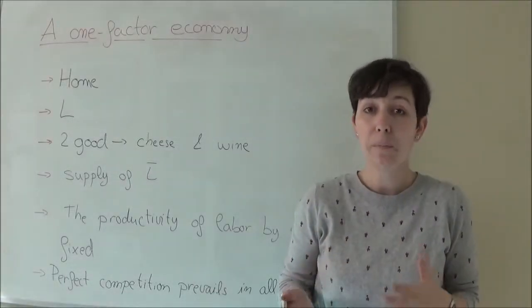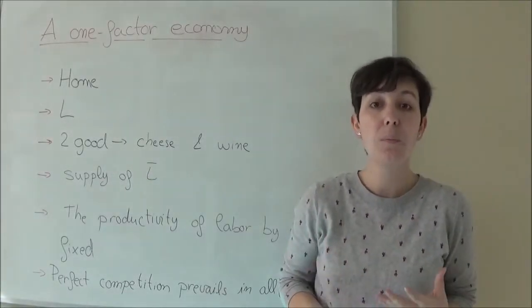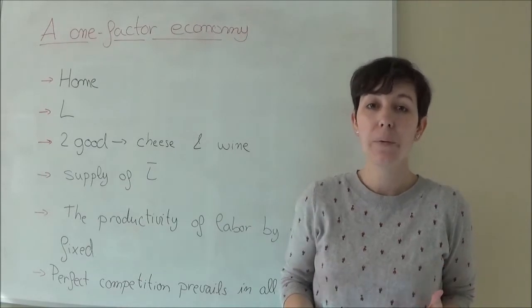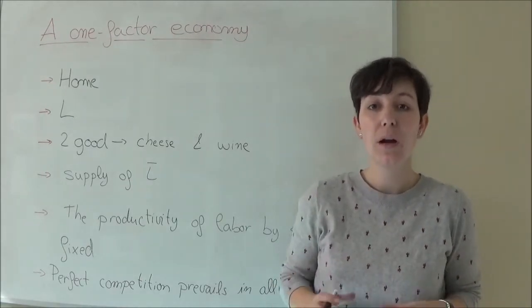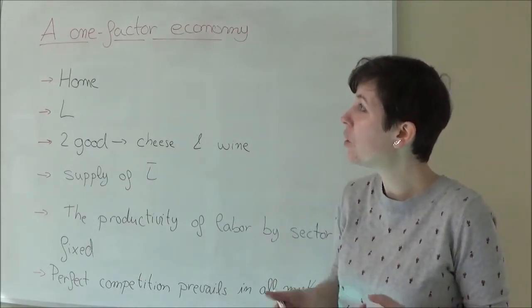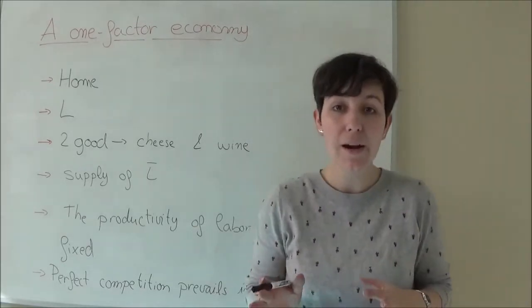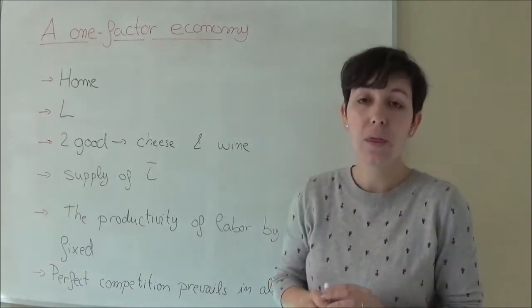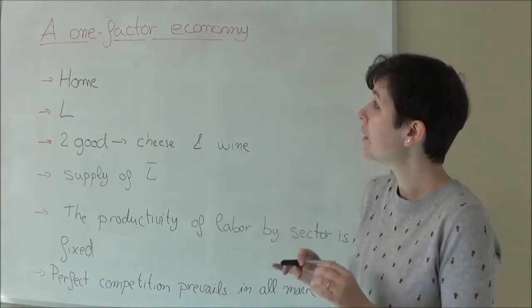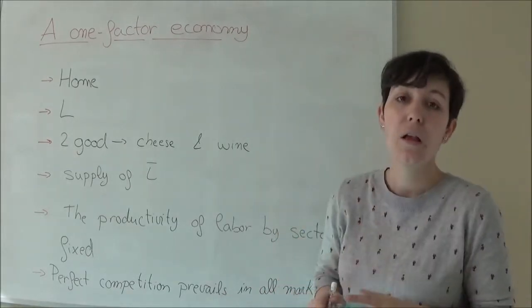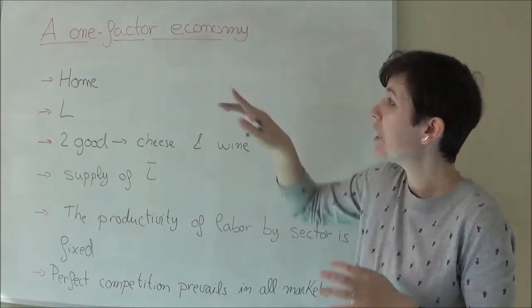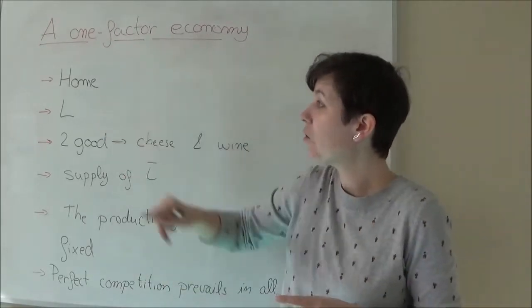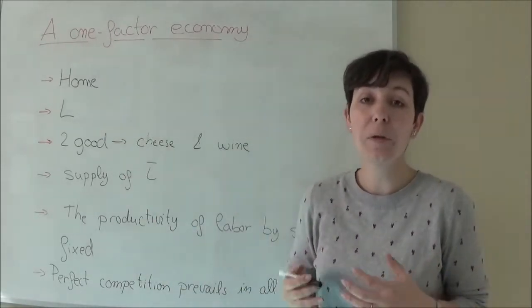We know what comparative advantage is, we know what opportunity cost is, and what the PPF curve is. Now we have the tools to start with this model, the Ricardian model. We are going to start with the easiest framework: a one-factor economy, just one economy, and we are going to call that economy Home.